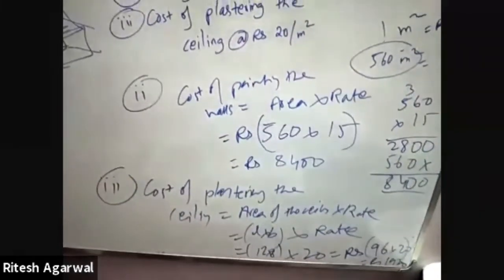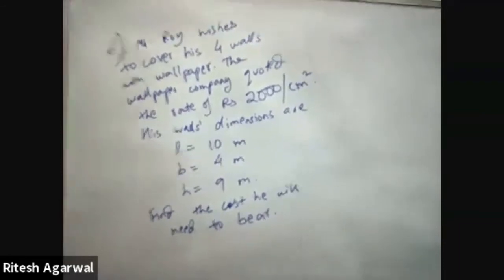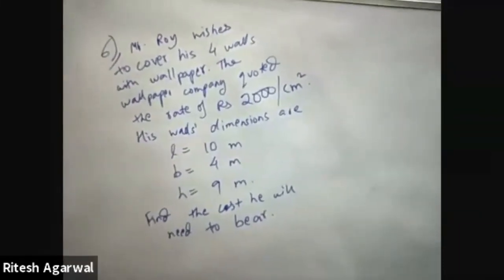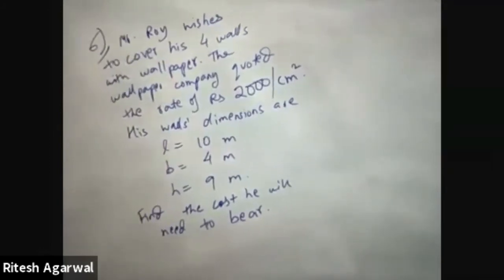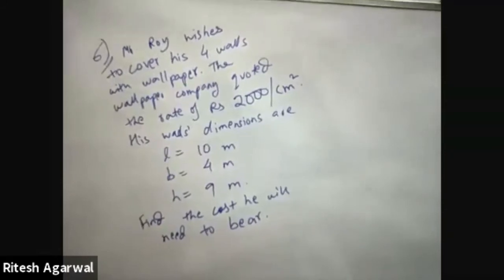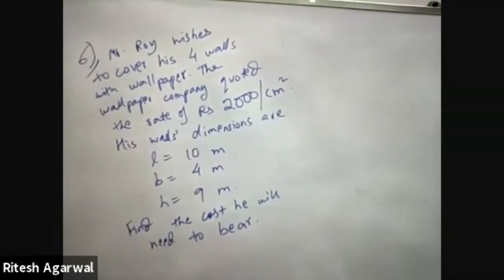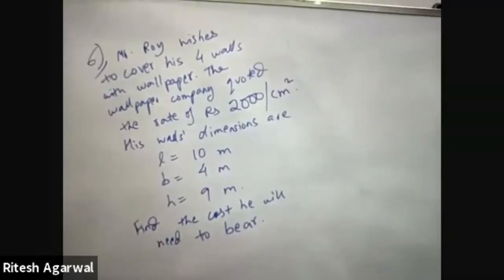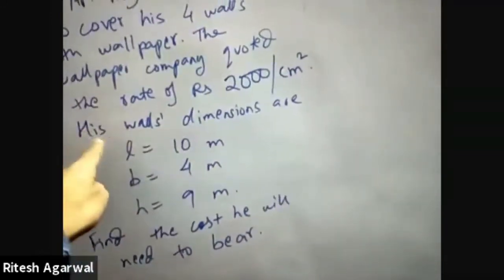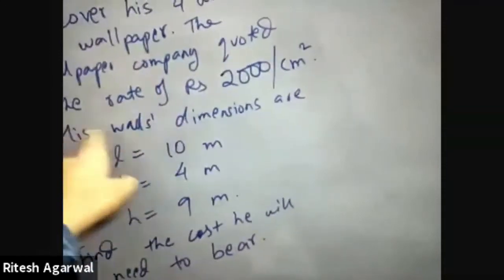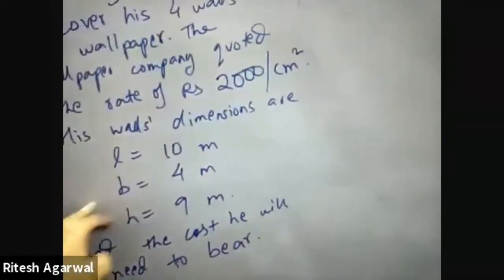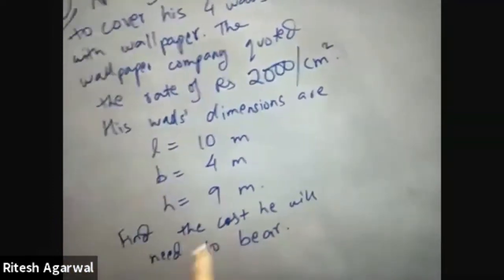Okay. Question number 6. Mr. Roy wishes to cover his 4 walls with wallpaper. The wallpaper company quoted the rate of rupees 2000 per square centimeter. His wall's dimensions are: length is 10 meter, breadth is 4 meter, and height is 9 meter. Find the cost he will need to bear.